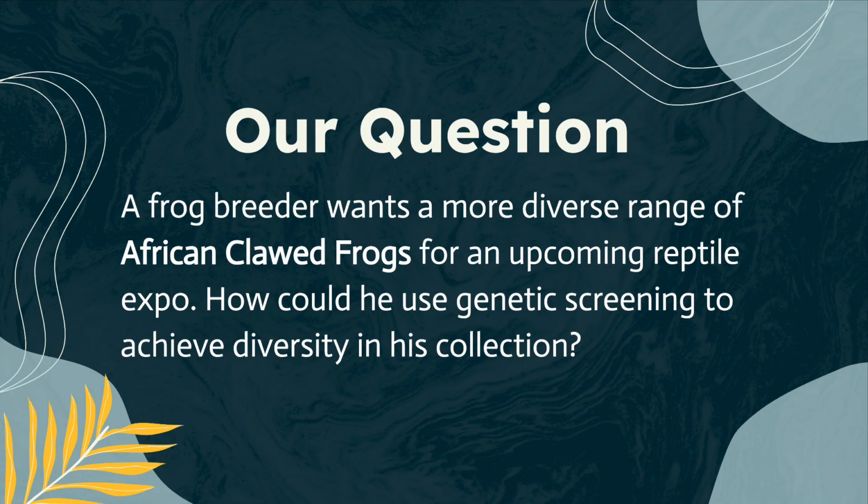Now that we have learned more about what genetic screening is, let's focus on our experimental question. A frog breeder wants a more diverse range of African clawed frogs for an upcoming reptile exposition. How could the frog breeder use genetic screening to achieve diversity in his frog collection?